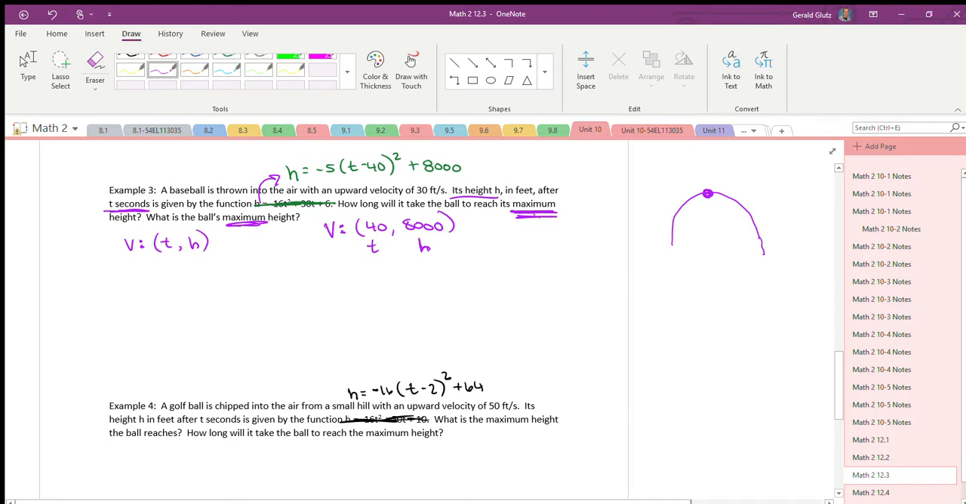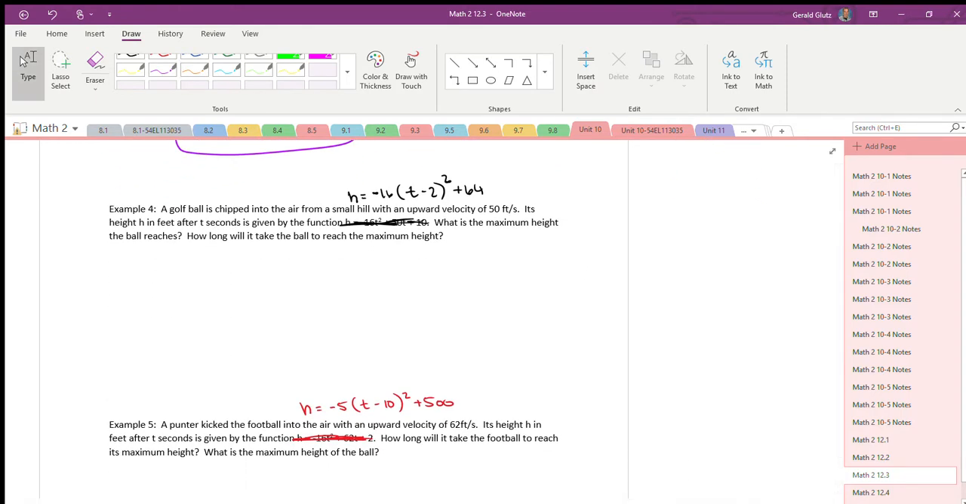So this tells us that the time it took to get to the maximum is 40, so that's in seconds. So the answer to the first question is 40 seconds. The maximum height of the ball, height, h, is 8,000. So 8,000, it's in feet. So our answer is it took 40 seconds, and then the maximum height it got to was 8,000. So that's all you have to do.